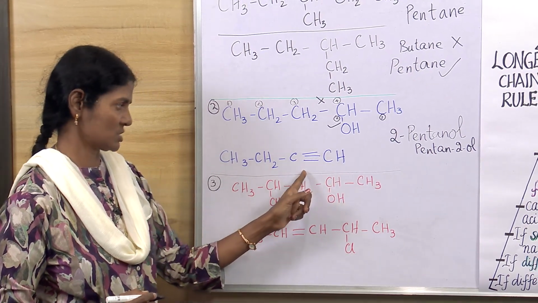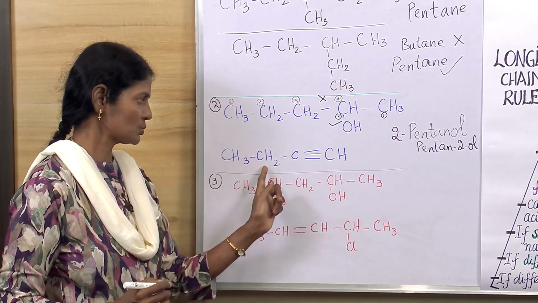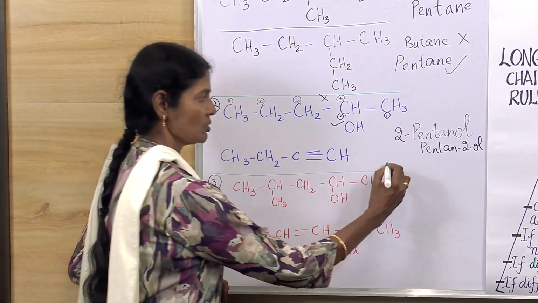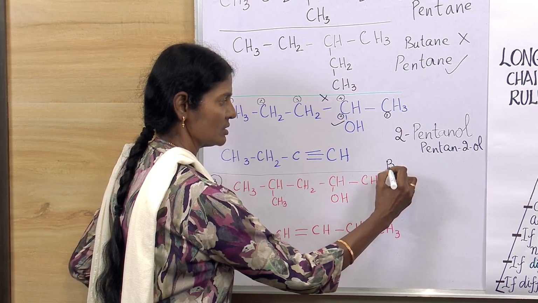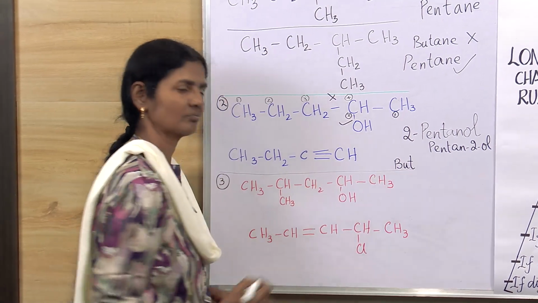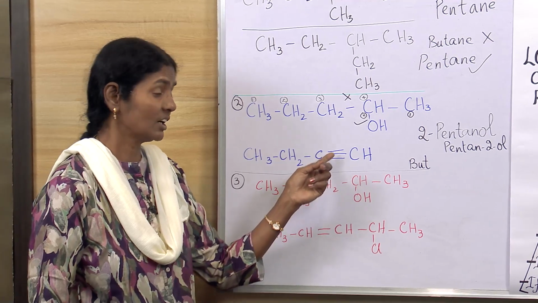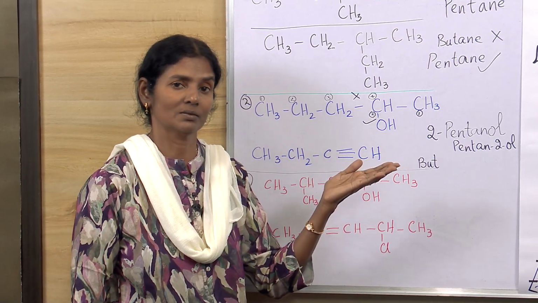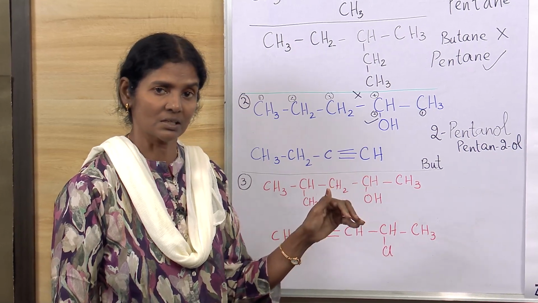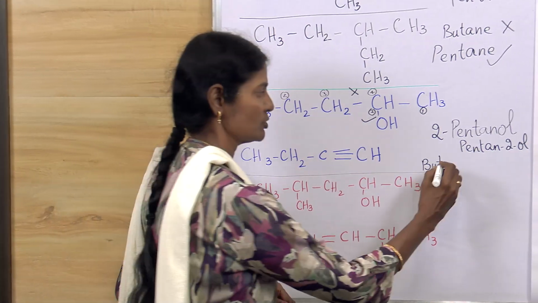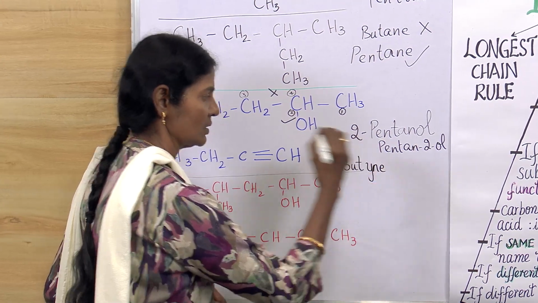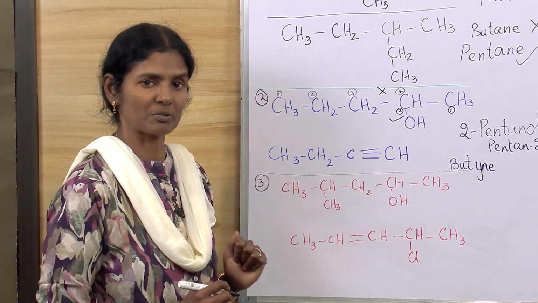Okay, let's come to this. 1, 2, 3, 4. So there are 4 carbon atoms. So the root word is but. And a triple bond is there. If it's a single bond, ANE. A double bond, ENE. For a triple bond, it would be YNE. Where is this triple bond present?